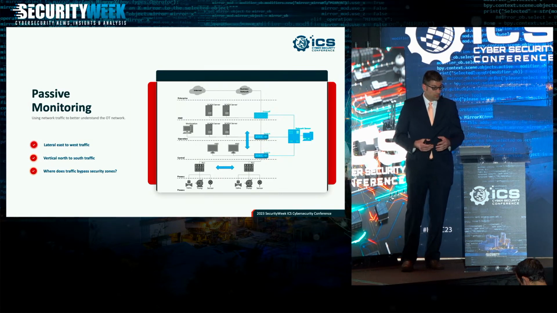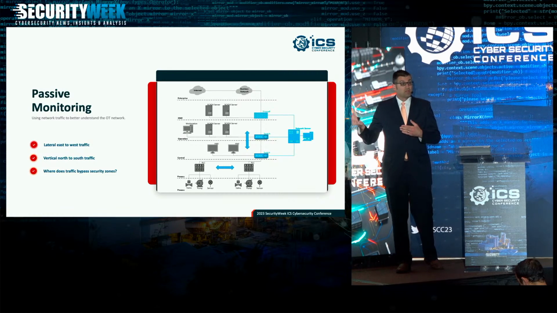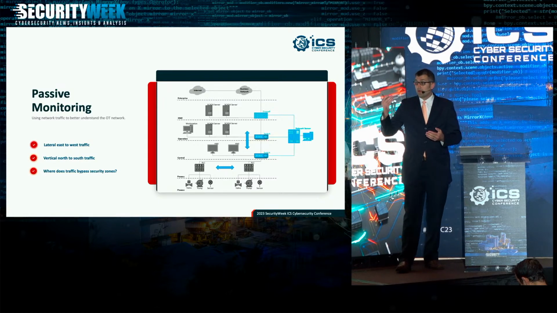Some of the cool things we really started seeing were east to west traffic. We saw where PLCs were talking to other PLCs. That was good. We need that for the process. Those PLCs needed to communicate. We expect that traffic. We saw where HMIs were talking with certain servers.